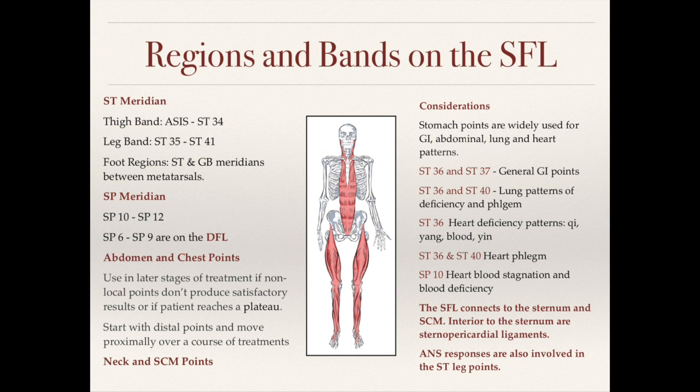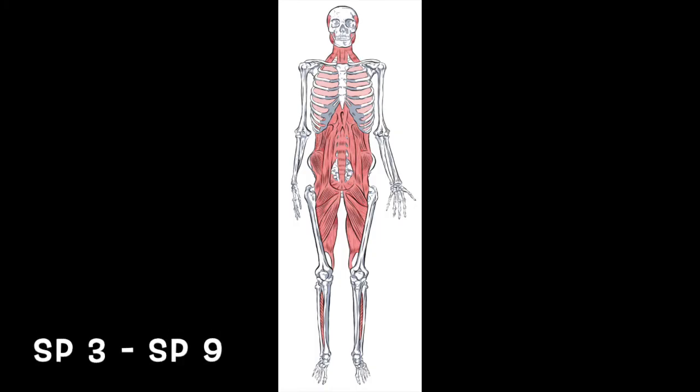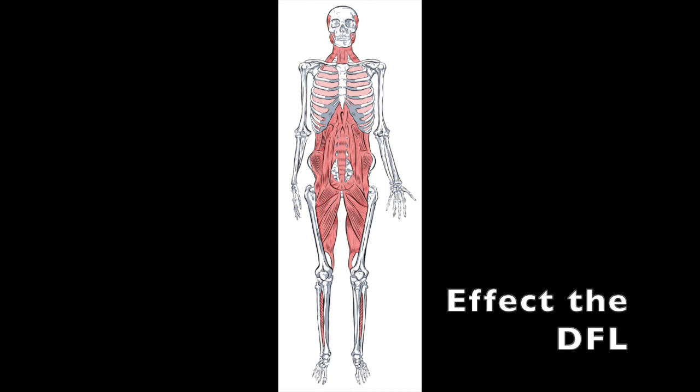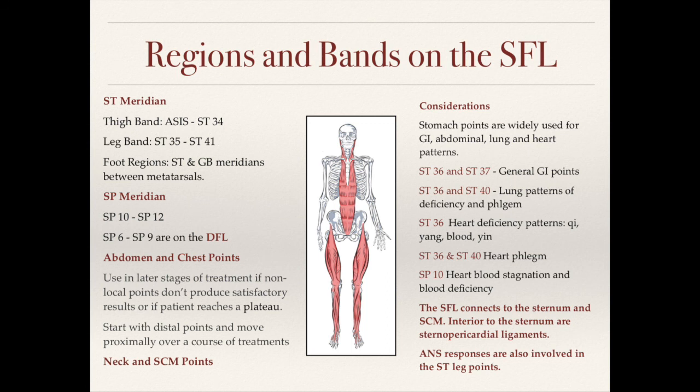Now, I've also written, you'll see the spleen meridian here, and the points spleen 10 through spleen 12 are also located on the superficial front line. It looks like from the picture that the points spleen 9 down to spleen 6 would also be on the superficial front line, but that is not the case. The spleen points that are on the leg are on the deep front line, and we'll look at that fascial line in a different section.